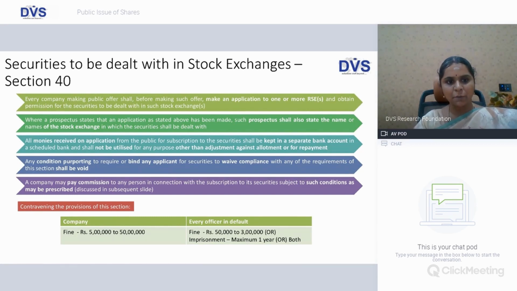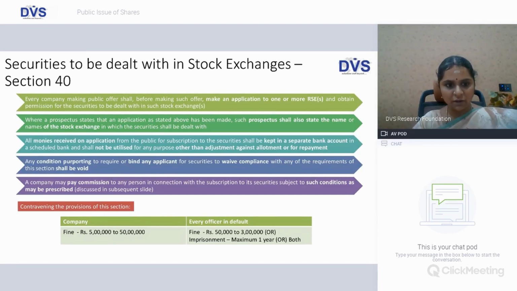And any condition purporting to require or bind any applicant to waive compliance will be construed as void. So a company cannot initiate any action requesting to waive compliance to this provision. A company may, however, pay commission in connection with subscription to securities subject to such conditions as may be prescribed, and the payment of commission is dealt with in the specific Rule 13, which we will be dealing with in the next slide.